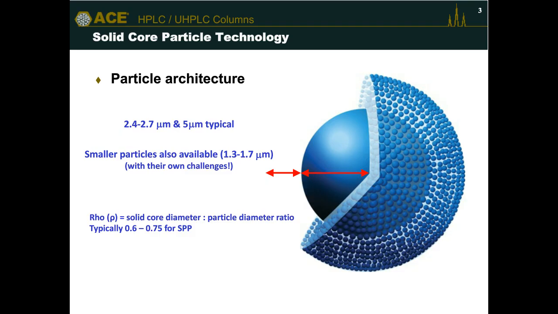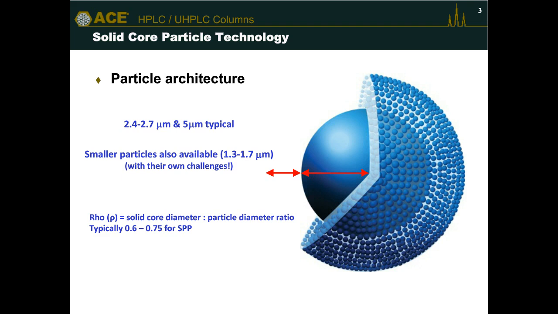Issue with having something that small is then you start to get higher back pressures. So the key advantage to using something 2.x is that you can run these on HPLC instrumentation without needing to invest in new technology. One thing to note really is the fact that these particles have a rho value.